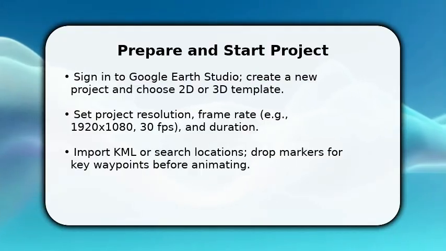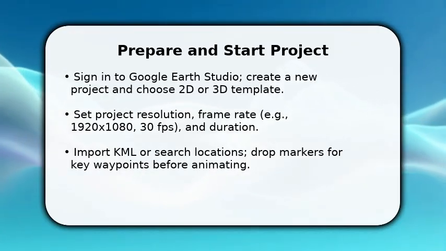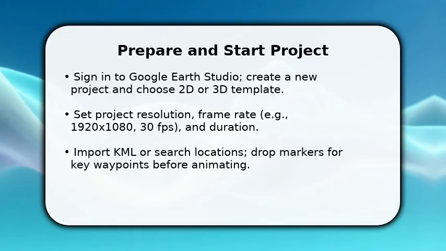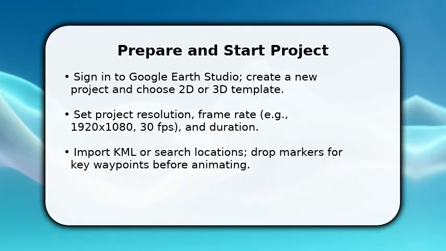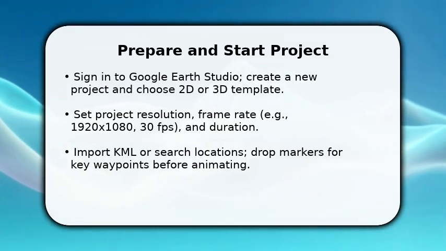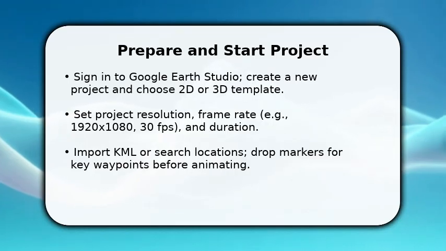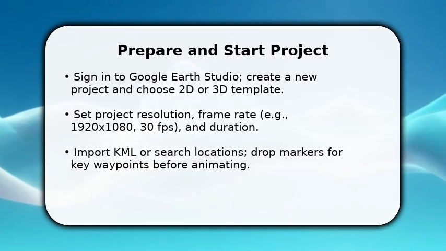You're starting a project in Earth Studio, so first set resolution and frame rate to match your deliverable. Once signed in, create a new project and pick 2D or 3D depending on the effect you want. Import KML or search and pin your essential locations now. This saves time when animating.